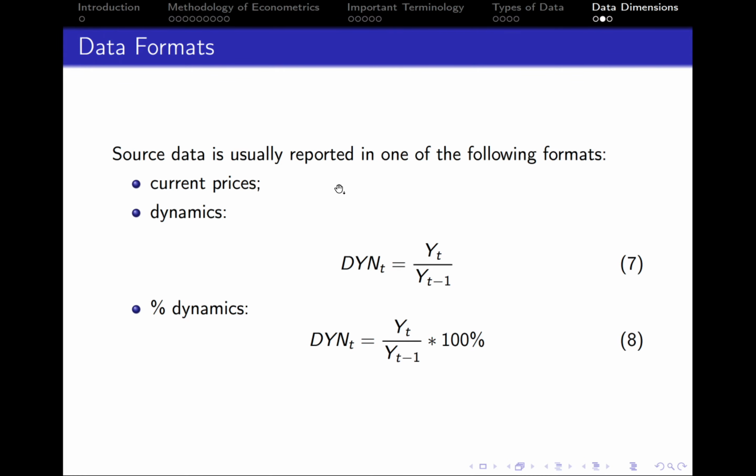There are different data formats that are used by statisticians and econometricians, and the ones that I want you to be familiar with. So we already discussed that variables are often expressed in current prices, but they can also be expressed in terms of dynamics. And this is how this dynamics index is calculated. So we take the value of variable in period t and we divide by its value from the previous period. We can also express the dynamics index in percentages. So we take the previous equation and we just multiply it by 100%.